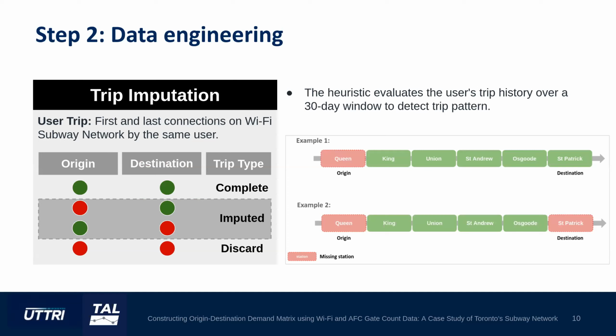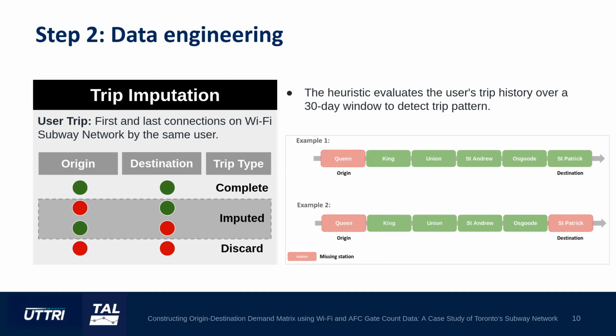Unfortunately, not all APs can connect while the device is within range. The result is that there are some gaps in the step-by-step location track. Because of this, we classify the trips collected by the Wi-Fi network into 3 types. Complete trips, when trips have a known origin and destination. Imputed trips, when we only know the origin or destination. And discarded trips, when we do not know the origin or destination.